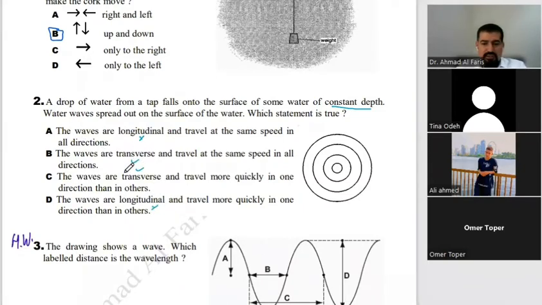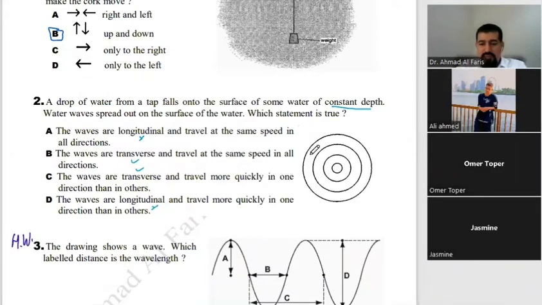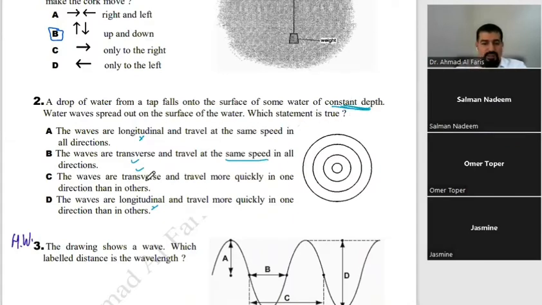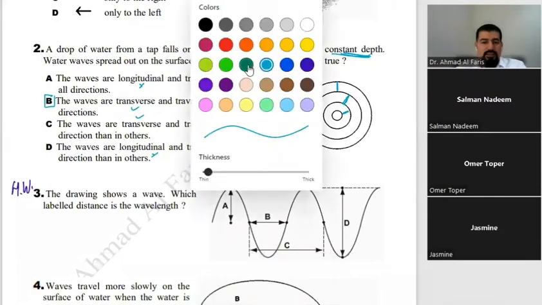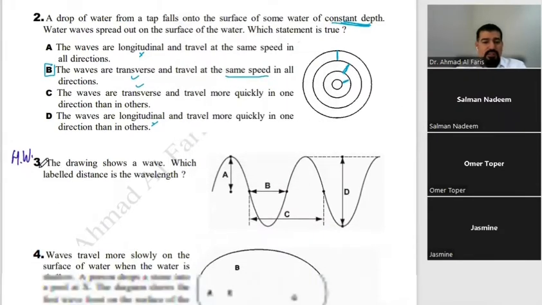It's transverse. Does it spread out at the same speed in all directions, since we are talking about the same depth? Or do they travel more quickly in one direction than the other? What you can see is that the separation distance is the same, so the correct answer is B. Good. Next question, question number 3.